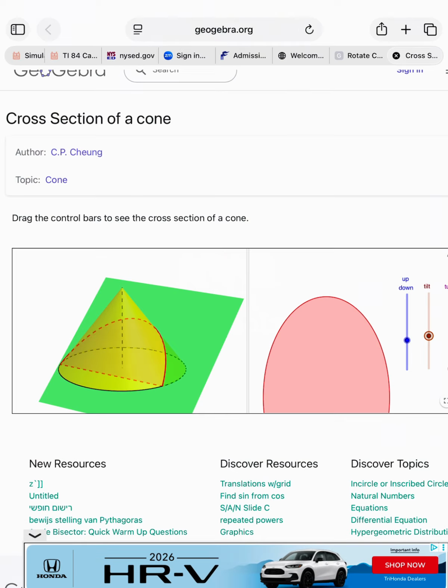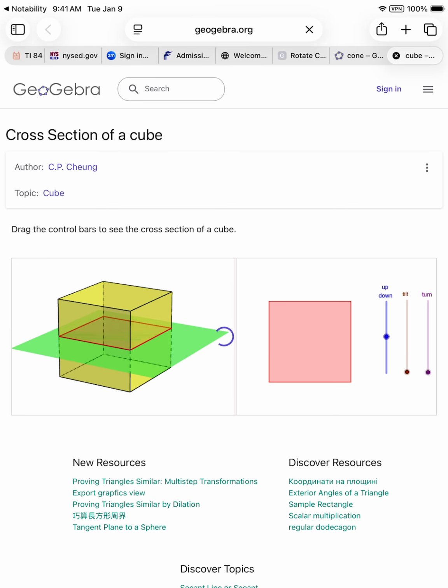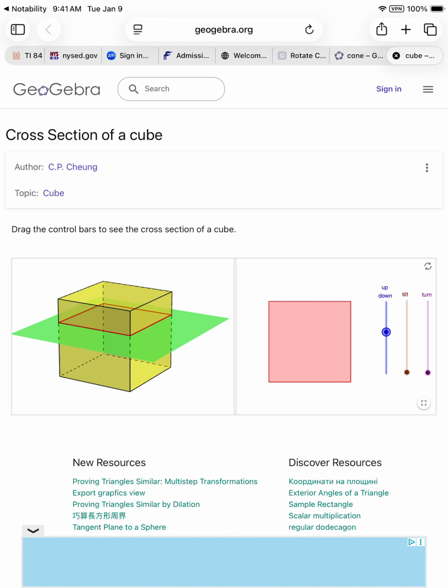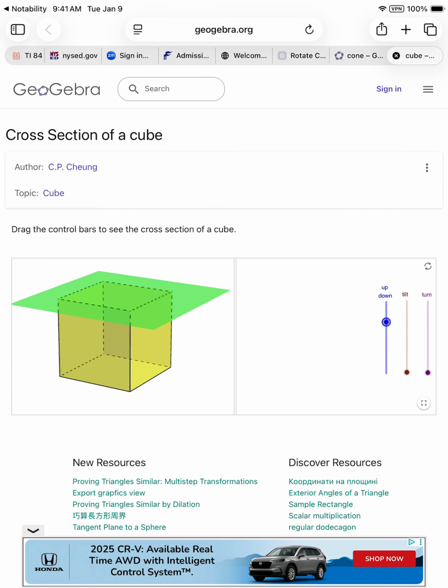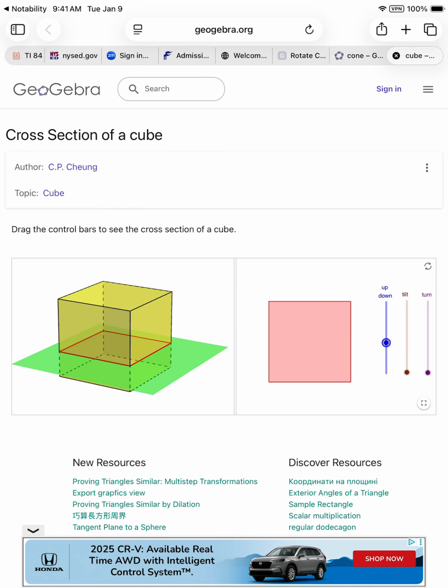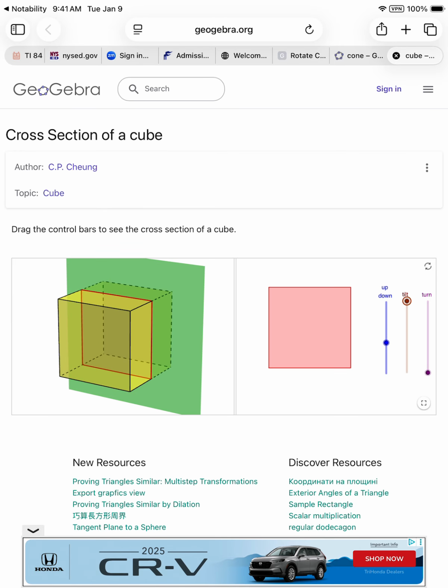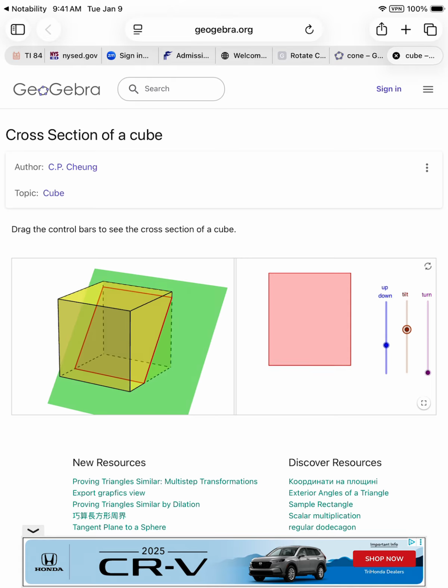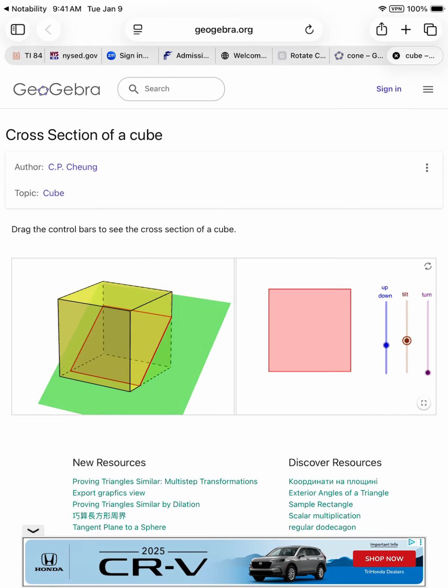Let's take a look at what cross sections can result from a cube. If I slice a cube parallel to the base, I'm going to get squares. And that makes sense because the bases are squares. And if I cut perpendicular to the base, I'm going to get squares as well. That makes sense because the faces are all squares. And if I slice any way slanted, any way diagonally, I'm still going to get a square as well. Wow.